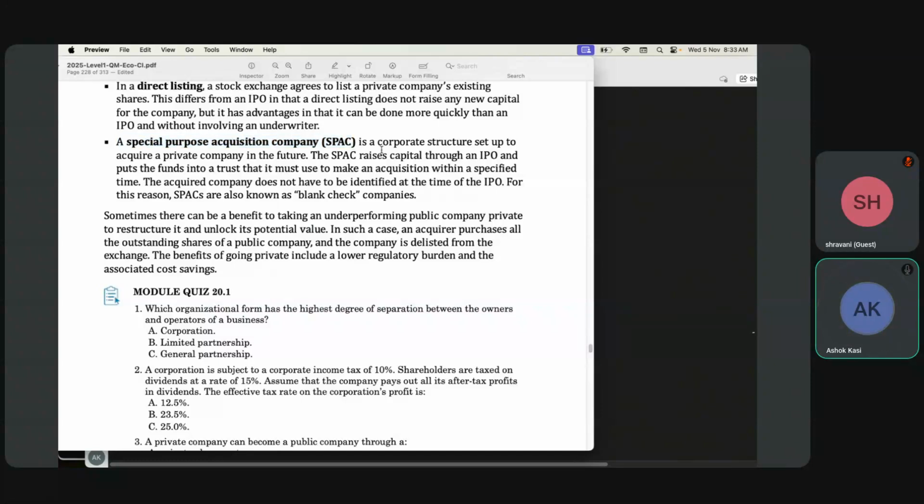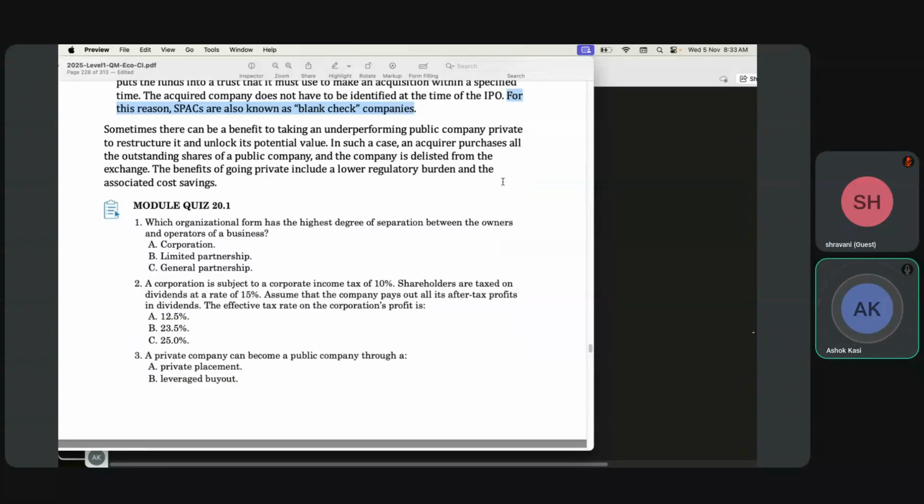It is a corporate structure set up to acquire a private company in the future. So a SPAC raises capital through an IPO and puts the funds into a trust that it must use to make an acquisition within a specified time. So it's like a blank check company. Which company they will buy, we may not know. Later on you just read all this theory properly and then attempt this question.